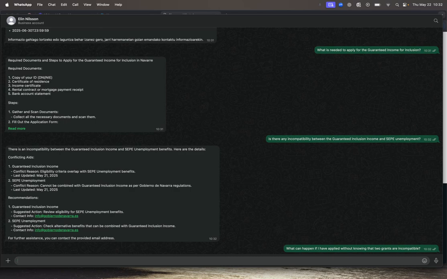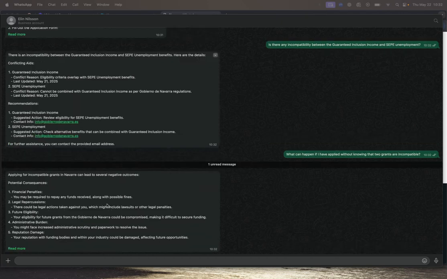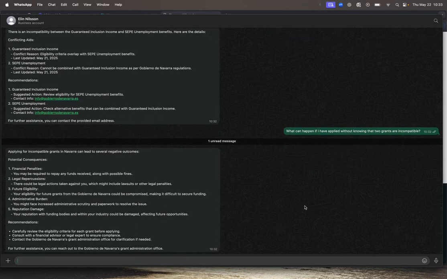That's another thing. Maybe there are some issues if you apply for these two programs without knowing that you can't do it together. So we can use the agent to find out if there will be any major issues. And yes, here we can see they could lead to several negative outcomes, and we can read more about them here. We also get some recommendations on what to do: be really careful reviewing the eligibility criteria for each grant before applying.